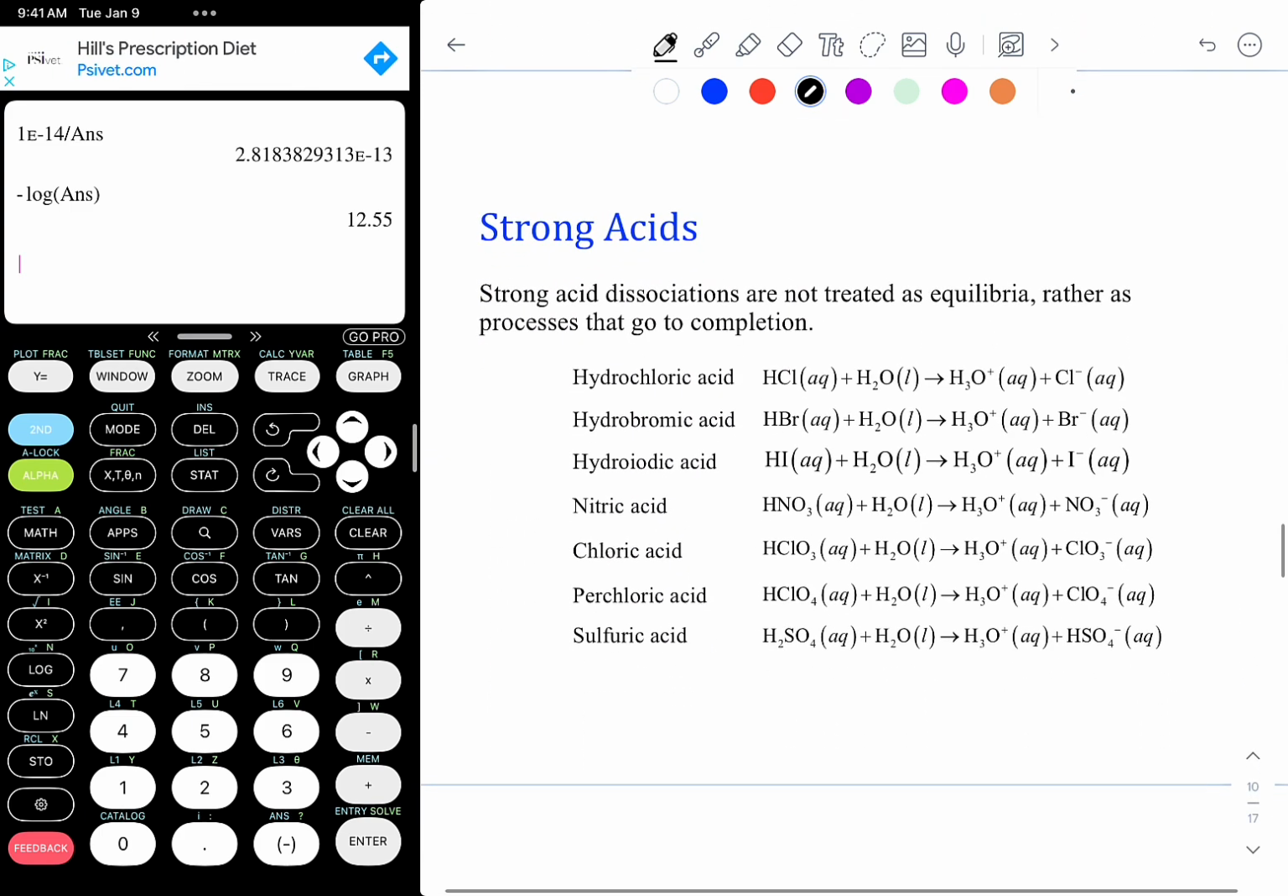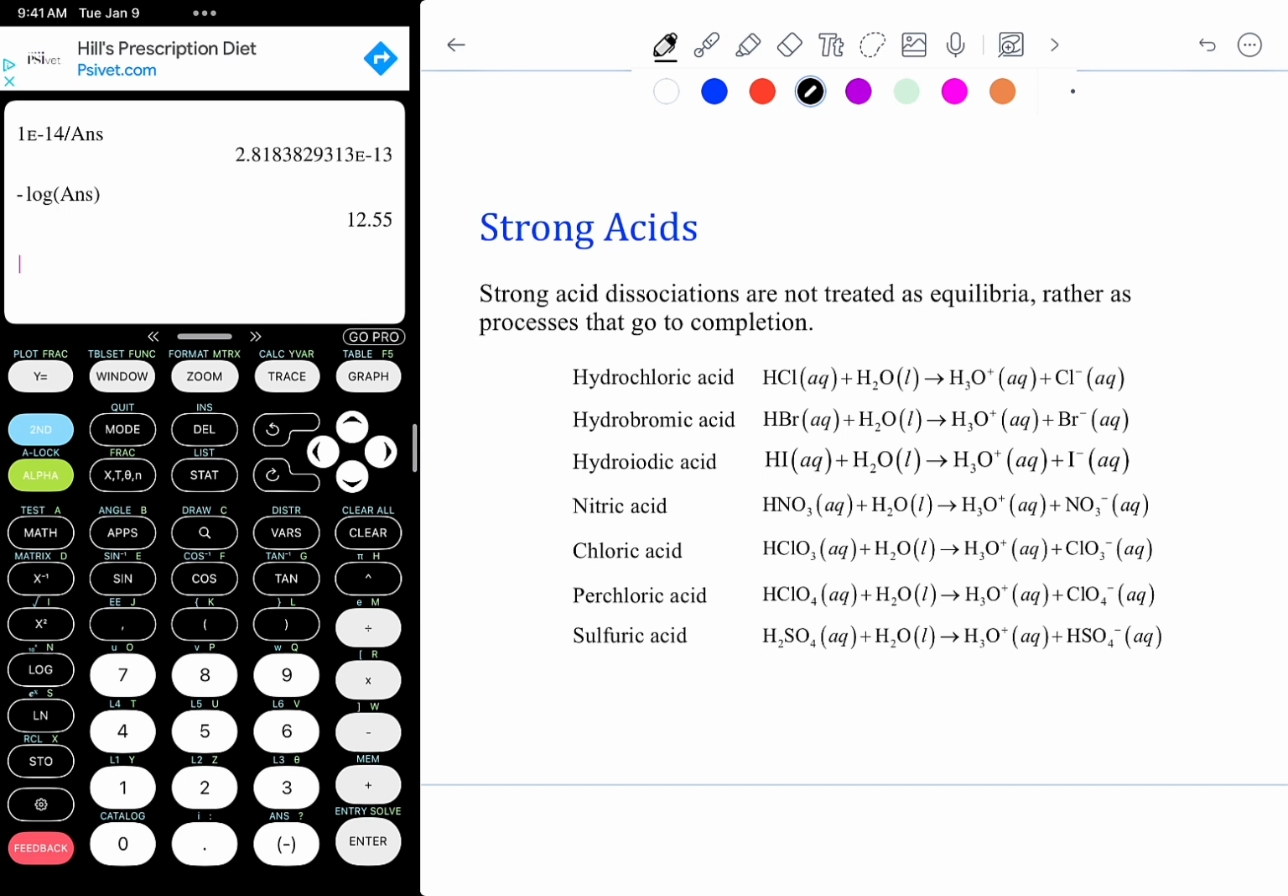So when our strong acids dissociate, they're not treated as equilibria like we just saw with our weak acids and weak bases. We see this process as going to completion. So it dissociates and then the reaction is done. We have 7 strong acids that you need to memorize. We need to know these strong acids, their names, and their formulas, so that when we see them on a homework or on an exam, we can say, oh, that's a strong acid.